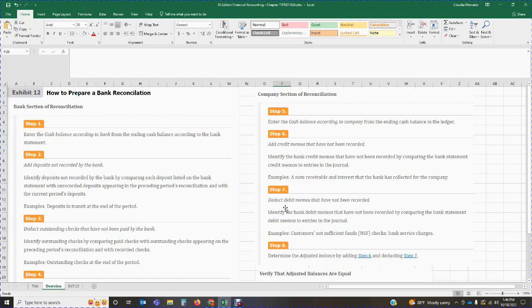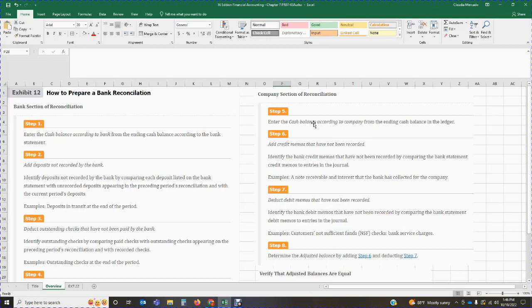We recorded it for the wrong amount. Okay, any errors identified or any outstanding items in the company's section of the reconciliation, we need to process adjusting entries. So for any outstanding items on the company section of the reconciliation, we are going to have to make adjusting entries.